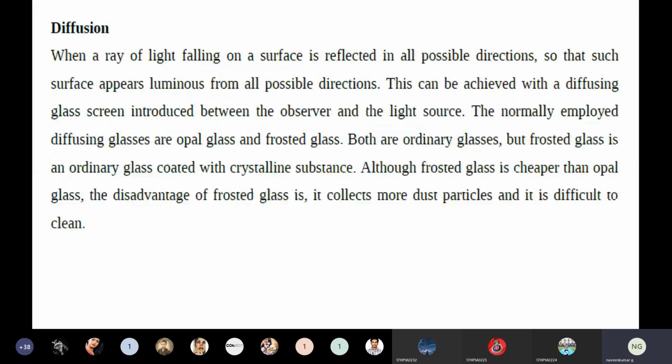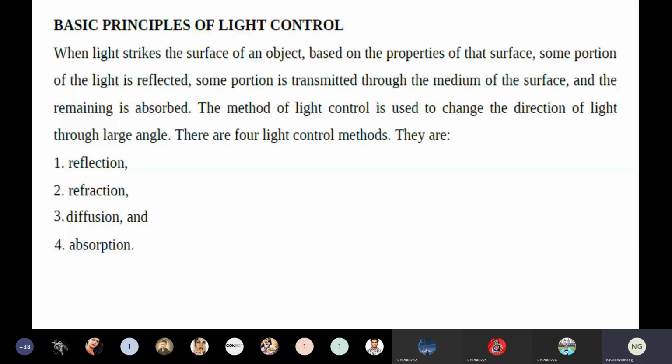So what are the four principles? Reflection, refraction, diffusion and absorption.